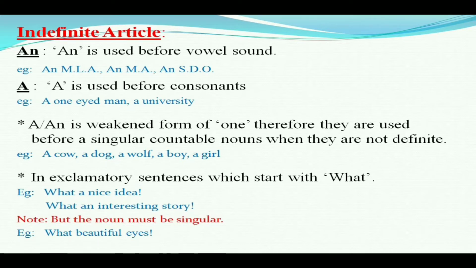Next point, in exclamatory sentences which start with what. But remember one thing, in exclamatory sentences the noun should be singular. For example, what a nice idea, what an interesting story. If the noun is plural, we do not use any article. For example, what beautiful eyes.